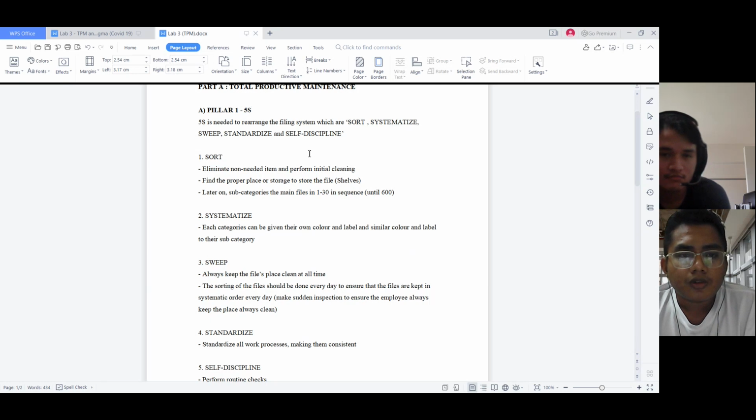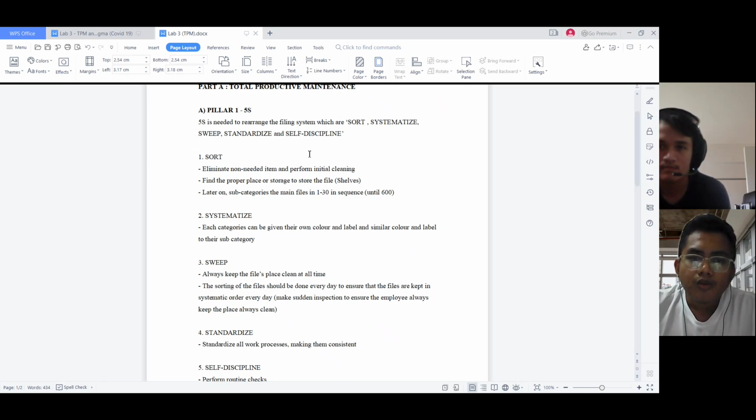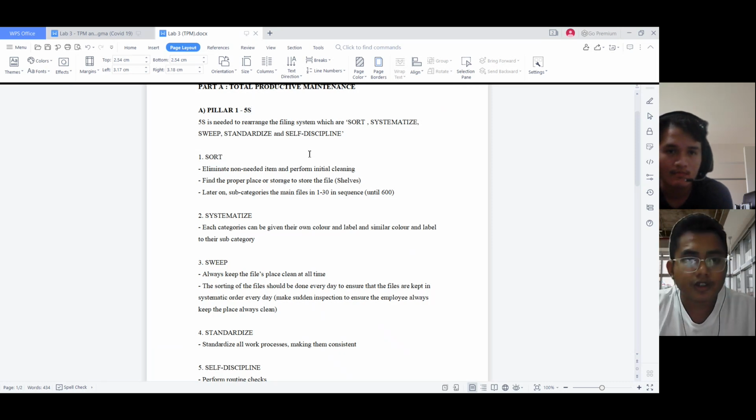So the first step to arrange the file is we use pillar 1, which is 5S. 5S is needed to rearrange the filing system, which are sort, systematize, sweep, standardize, and self-discipline. Okay, so the first S is sort. We have to eliminate non-needed items and perform initial cleaning, and we can put the subcategories from the main file in 1 to 30 sequences until 600.